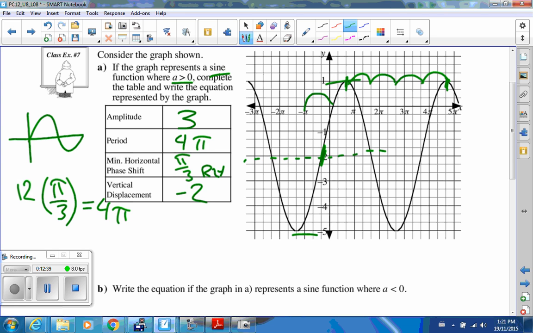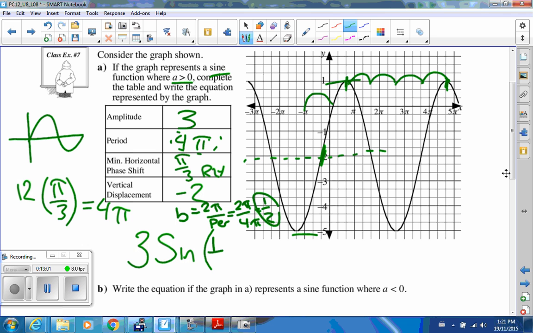So now the equation is just 3 times sine of, my b value is the only one I actually need to figure out. My b value is 2 pi over my period, and my period's 4 pi. 2 pi over 4 pi equals 1/2. So 1/2 x minus pi thirds minus 2.